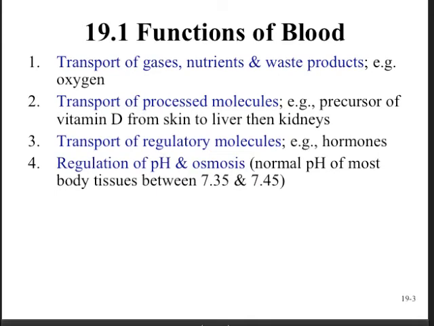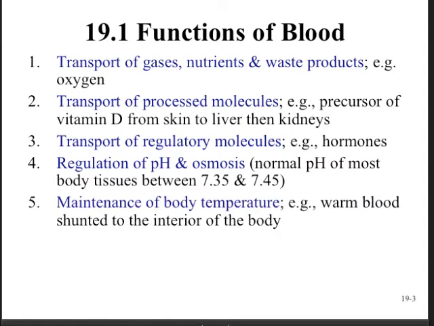And it also regulates pH and osmosis, so controls electrolyte balance and fluid balance in the body. Normal pH of most body tissues is around 7.3 to 7.45, and the blood has no small part in keeping the pH within that relatively narrow range. It also maintains our body temperature.